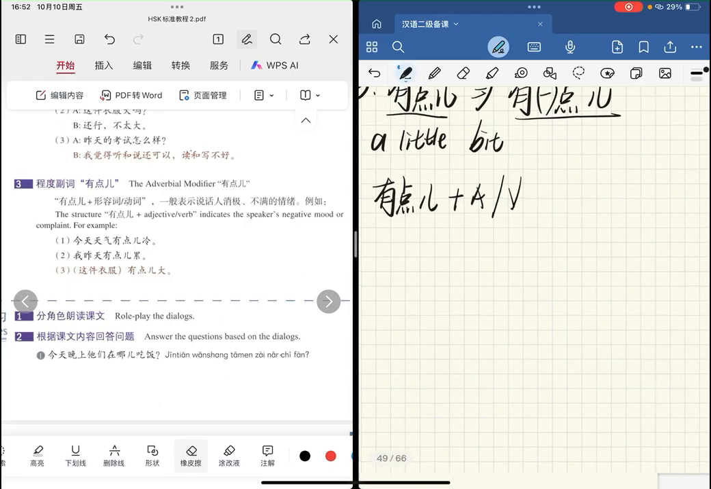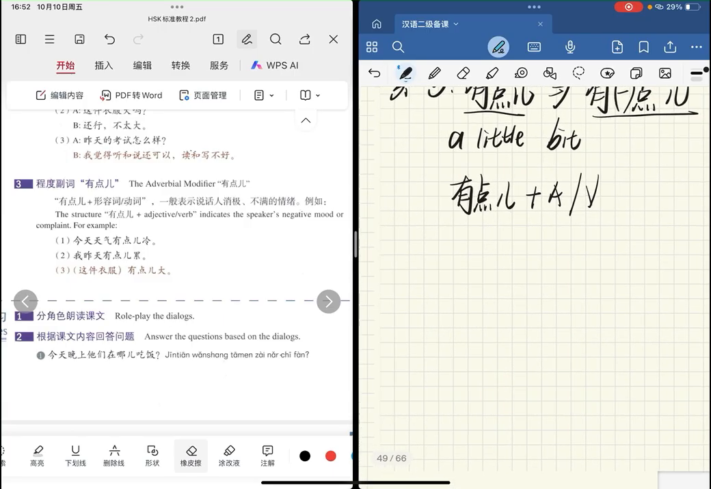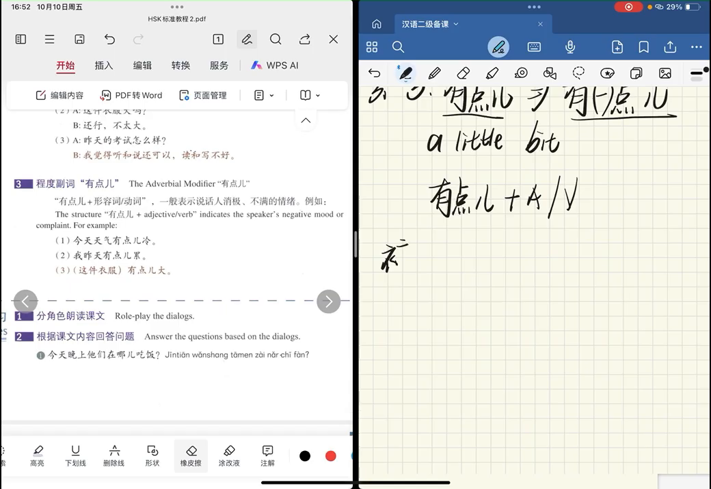So for example, 裤子有点长。裤子有点长, 长 means long. So the pants are a bit too long. So these pants don't fit your requirements, right? So you can say 有点长, 裤子有点长. Okay, next one.